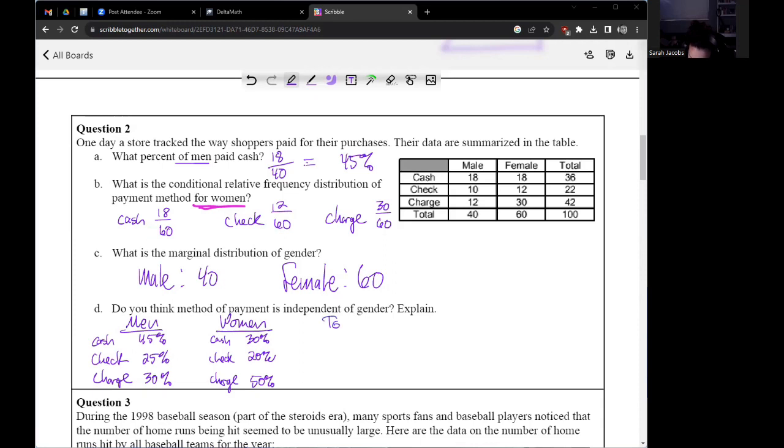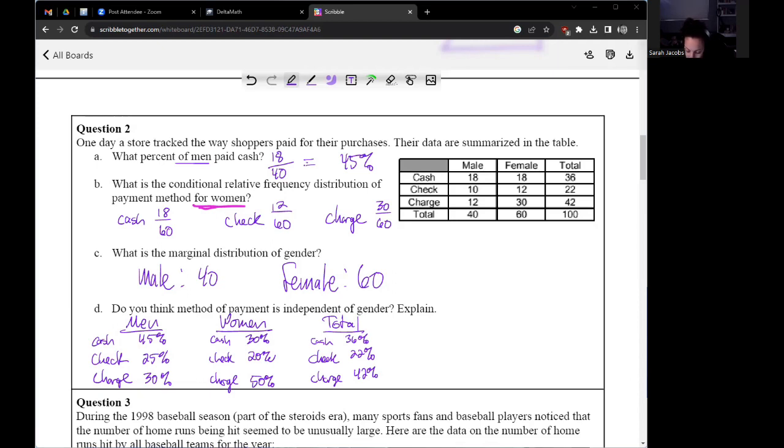Then total, this one's a little easier since these are out of 100 anyway. So for the total, cash is going to be 36%. Check is going to be 22%. And charge is going to be 42%. Okay.